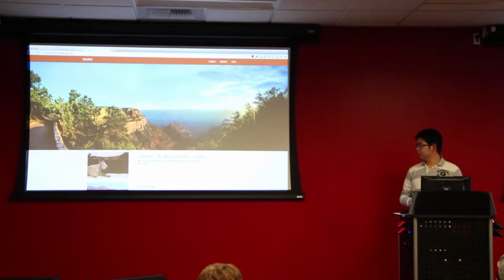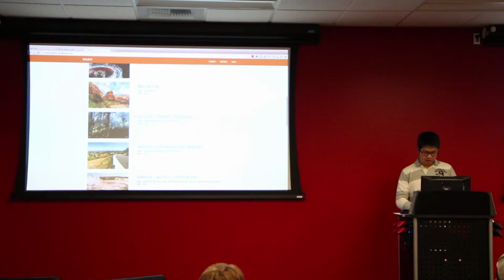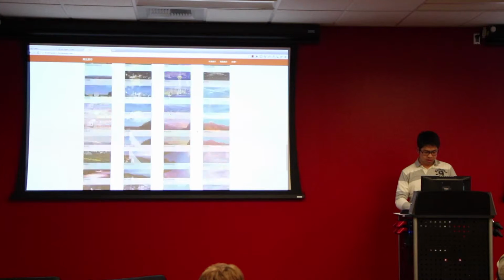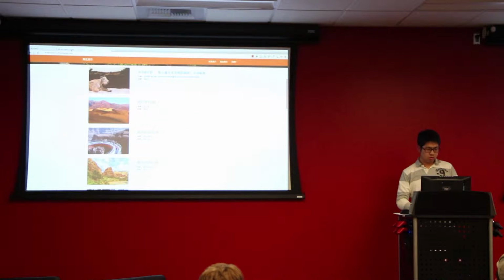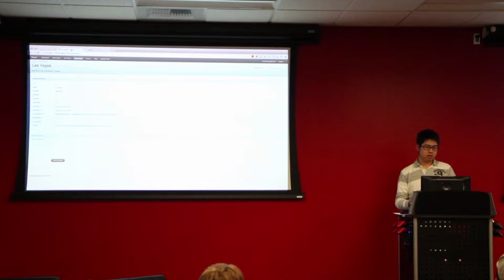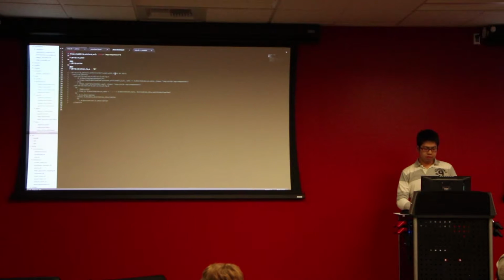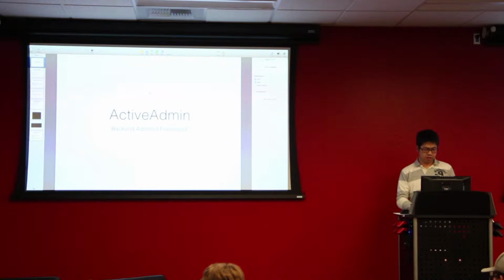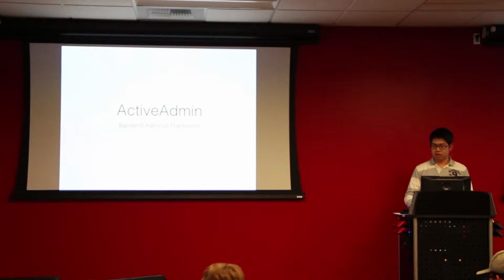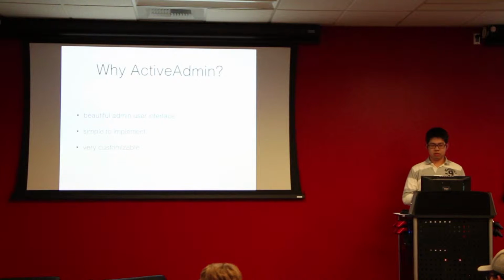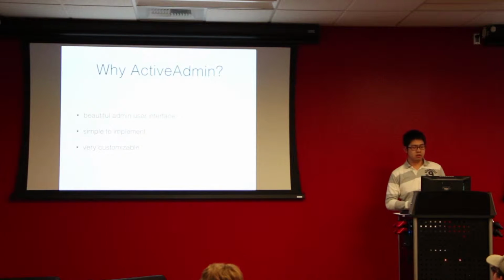It's mainly for Chinese tourists, of course, as you can see, and there is a lot of content that needs to be managed in the backend, and so I was looking for a way for Jin to update content and create new trips easily. So I found this gem called ActiveAdmin. What is ActiveAdmin? It is a backend admin UI framework. And why do I use it? Because it has a beautiful admin user interface, it's very simple to implement, and also very customizable.